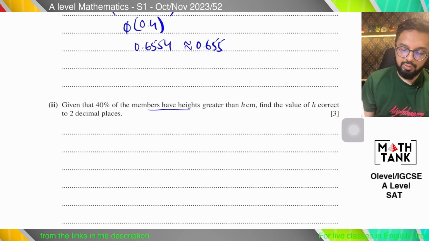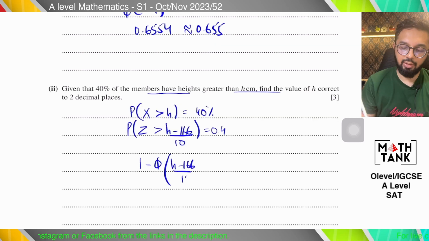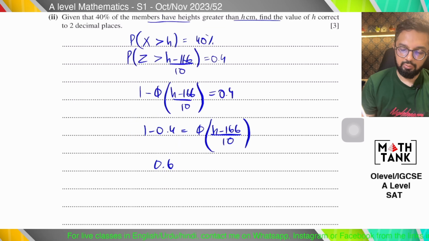Given that 40% of the members have heights greater than h, find the value of h. So this is a bit of reverse reading. Simple question again. So 1 minus phi of (h minus 166) over 10. Phi inverse. What's phi inverse of 0.6?